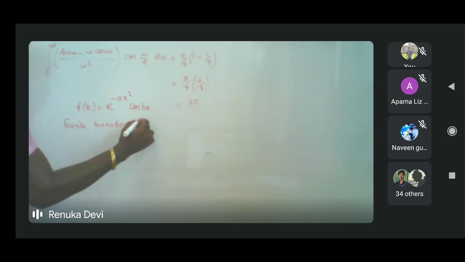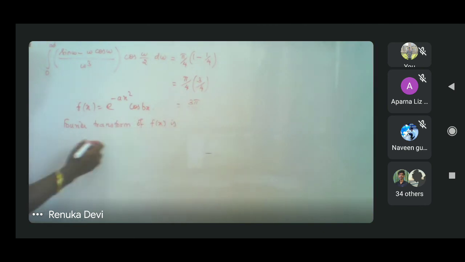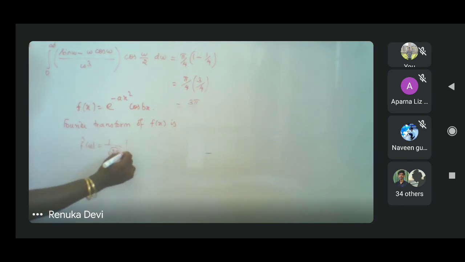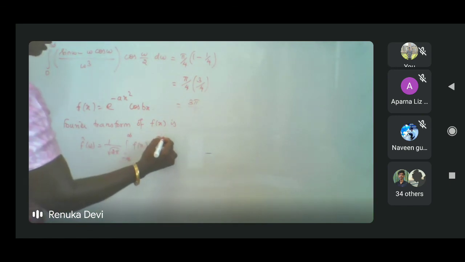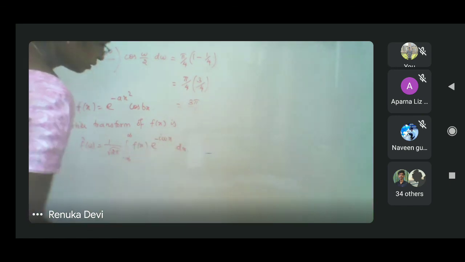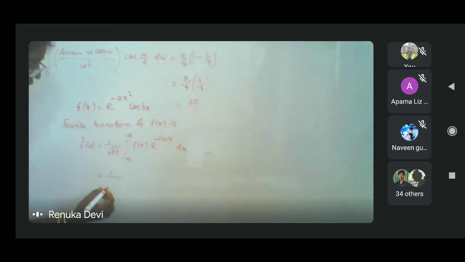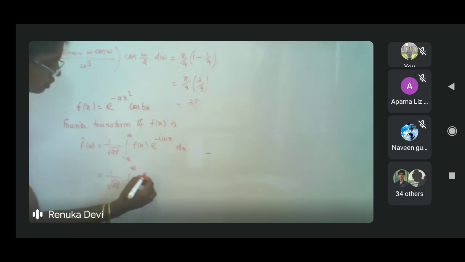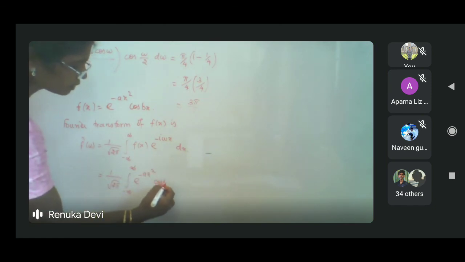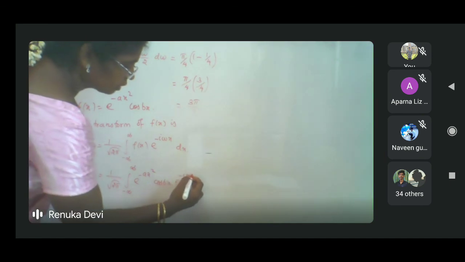The Fourier transform of f of x is f cap of w, equal to 1 by root 2 pi, integral from minus infinity to plus infinity of f of x into e raised to minus i w x dx. But here the x is not given any limitation, so you should take the whole interval. So 1 by root 2 pi, integral from minus infinity to infinity of e raised to minus a x square cos bx into e raised to minus i w x dx.